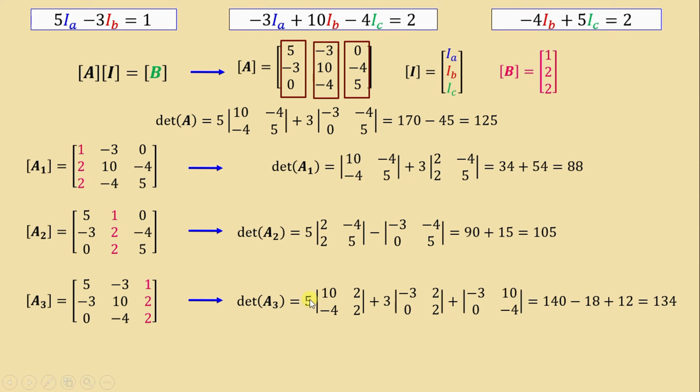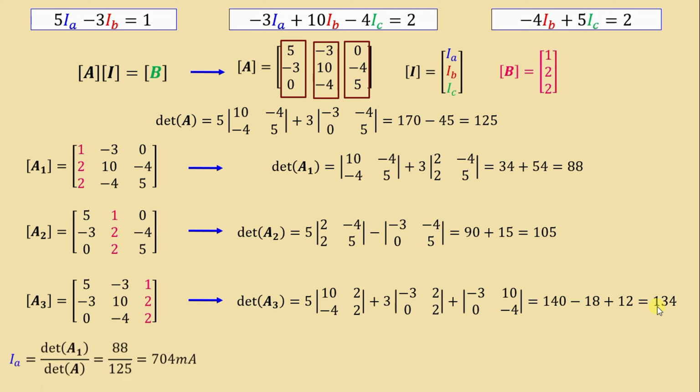Now we have to calculate the determinant. We have 10 multiplied by 2 minus negative 4 multiplied by 2 multiplied by 5. We obtain 140 plus negative 3 multiplied by 2 minus 0 multiplying by 2, all multiplying by 3. We obtain negative 18 plus negative 3 multiplied by negative 4 minus 0 multiplying by 10. We have a plus 12. Finally, determinant of A3 is equal to 134.